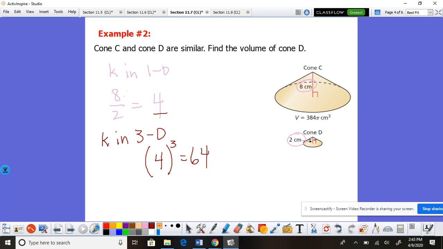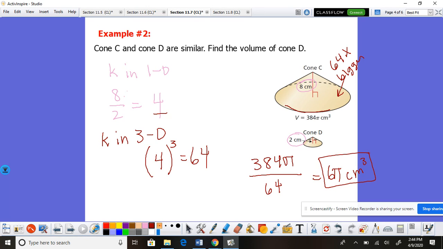So what that means is that the volume of cone C is 64 times bigger than the volume of cone D. So to get cone D, all I'd do is take the volume of cone C, which is 384 pi, and divide it, because it's getting smaller, by 64. And when I do that, I get 6 pi, and we're talking about volume, so it is centimeters cubed. All right, so that's how we do the volume.